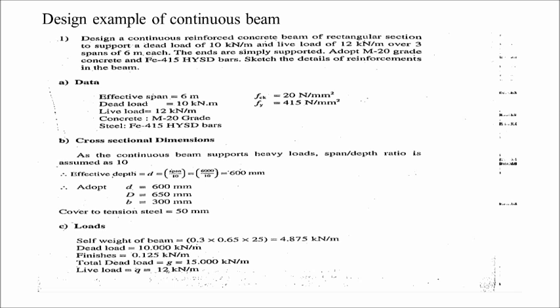Next we calculate the loads. Self weight of the beam is equal to 0.3 into 0.65 into 25. 25 is the unit weight of reinforced concrete, so we take 25 into area. The self weight of the beam is 4.875 kilonewton per meter. Dead load 10 kilonewton per meter. Finishes 0.125 kilonewton per meter. Total dead load G, we consider as 15 kilonewton per meter. Live load is 12 kilonewton per meter.